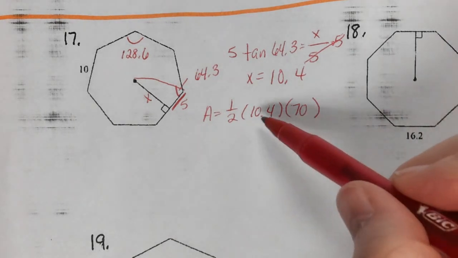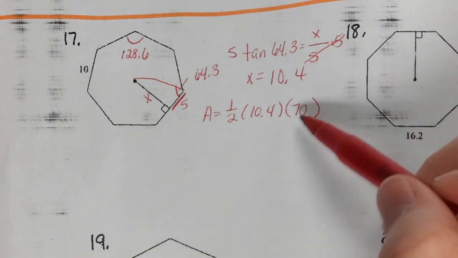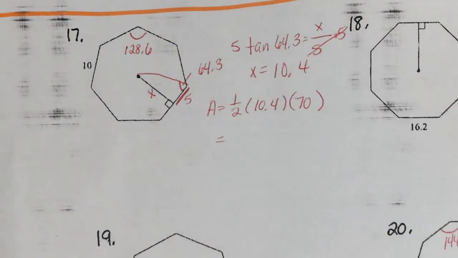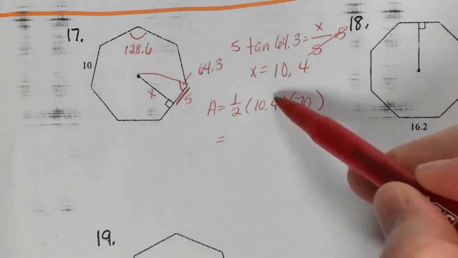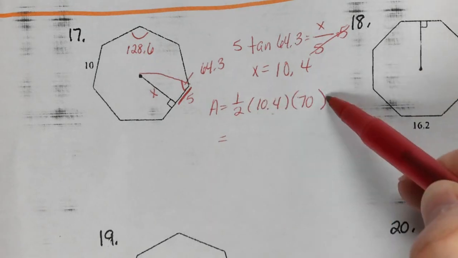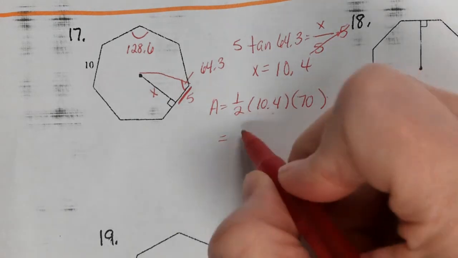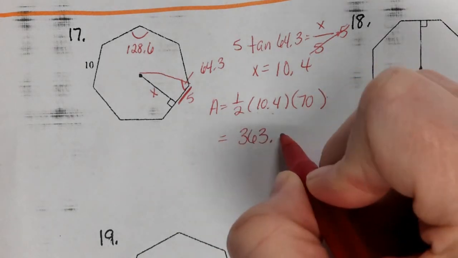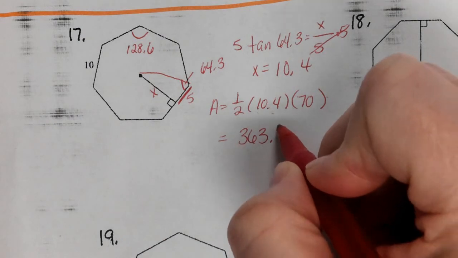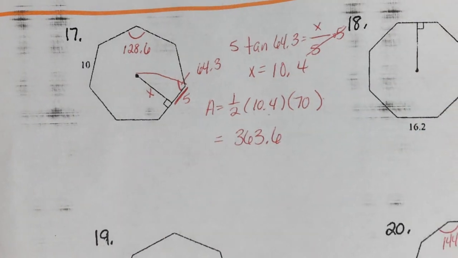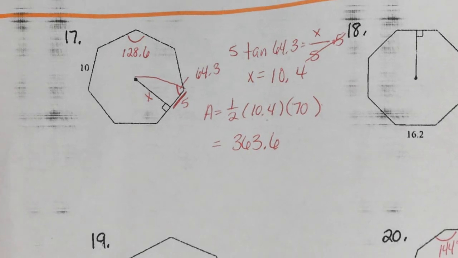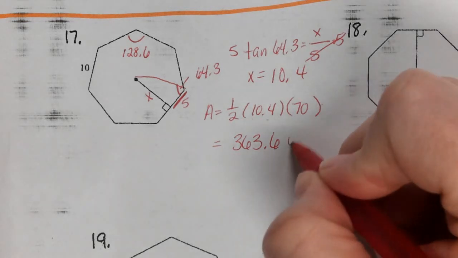So multiply the number that's in your calculator by 70 and then half it and tell me what you get. Take the trig result you have in your calculator, times 70 and then half. 63.6. What's after the 6? A 2. And that's right. What's our units? It doesn't say. Then what do you put if it doesn't say? Units squared.